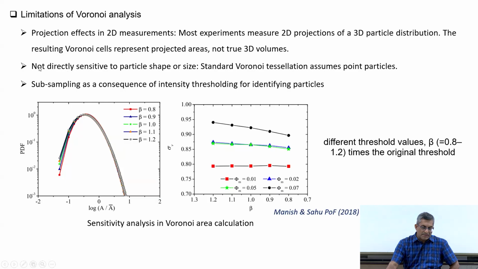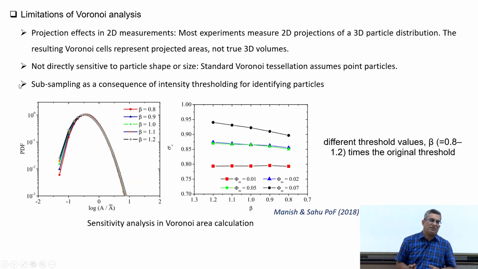The other problem is that the Voronoi analysis is not sensitive to the particle shape or size. Whatever the particle size, what it needs is only the particle location. So, the effect of particle size is not possible to include here. And also importantly, subsampling as a consequence of intensity thresholding for identifying particles can influence the result to some extent.